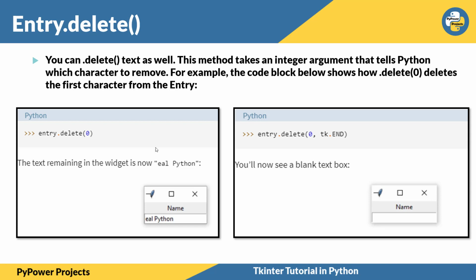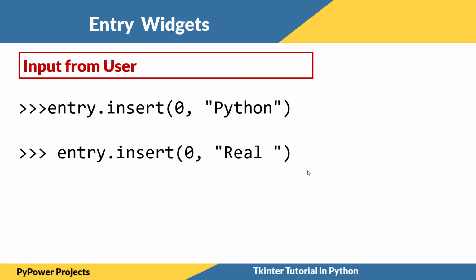So for example, in this code, whenever there is real Python, I need to remove the r. So I will just write the index. It's like an array. You can see the 0th index means r, then the 1st index, and tk.END means up till the end. All of that will be cleared. So this is the entry.delete function.